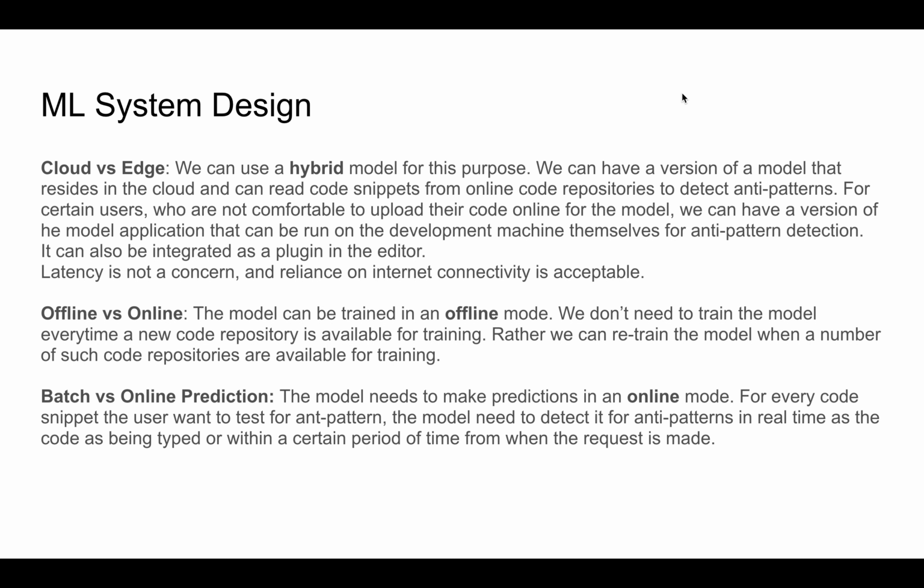Offline versus online, we will adopt an offline mode of training. We will first identify the code repositories, download the data from them, and then train the model in an offline fashion. Batch versus online prediction, we will design this system as an online prediction system. It should be able to detect anti-patterns in real time when a plugin is installed in an editor, or within a certain frame of time when a request is actually raised for detecting anti-patterns in a certain pull request or a merge request.